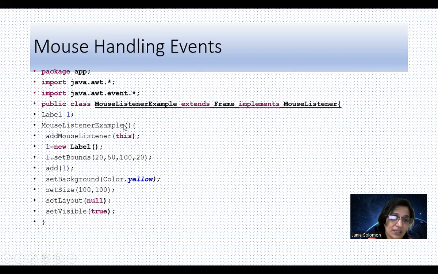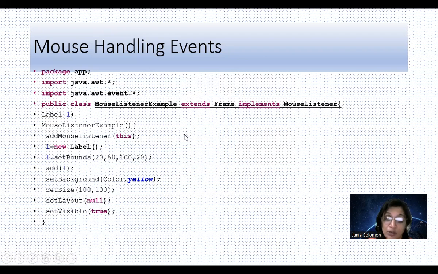And in the constructor, I added the mouse listener. It's very, very important. I need to add this listener. The listener is inherited in my class, so I need to add this listener, this. Then I need to create an object of the label, and set its bounds, the position like x-axis, y-axis, and the points, and then add the label. Next I simply set a background color, size, layout null, and visible true. These are the very important things.